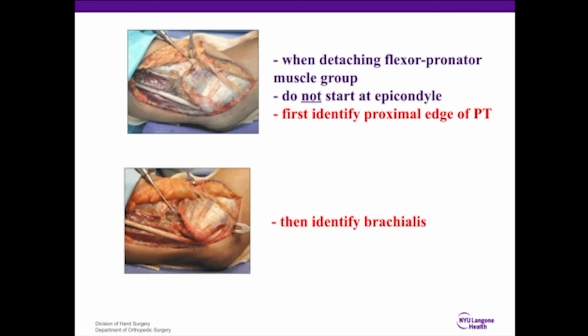When detaching the flexor pronator muscle group, do not start at the epicondyle. First, start at the proximal edge of the pronator teres. The reason being is that if you do that, you'll immediately identify the brachialis muscle. If you start at the epicondyle and start elevating the flexor pronator muscle group from that area, it's not too difficult to find yourself deep to the brachialis muscle. I did that once, and it never happened again when I realized that I first want to identify that muscle. So first detach the flexor pronator group proximally.